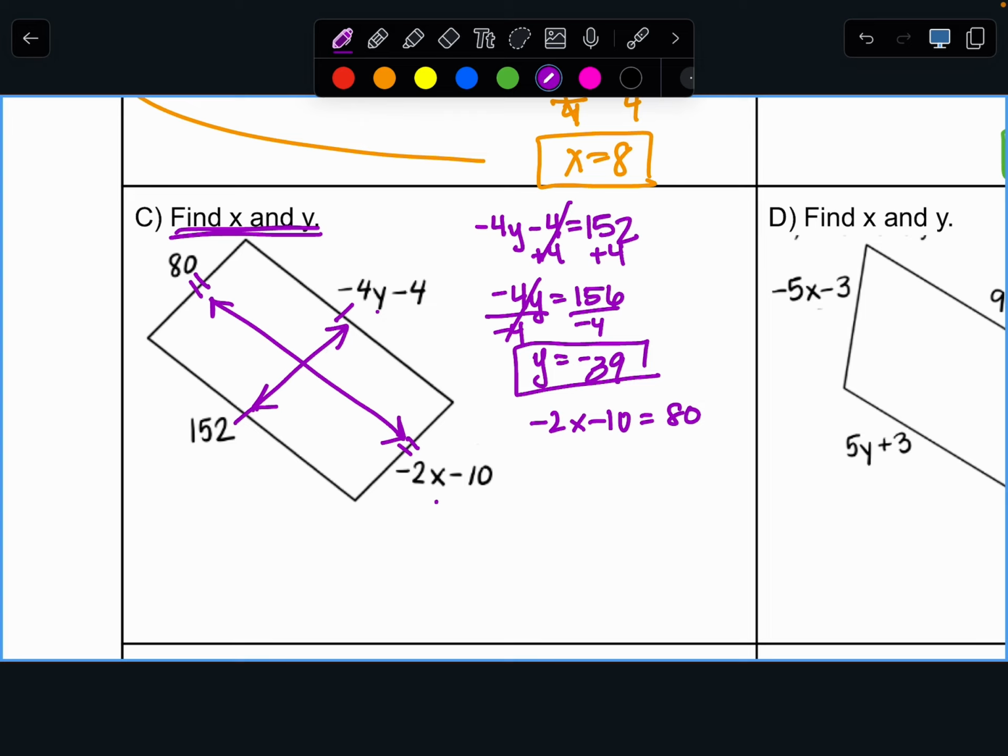And then we just do the same thing for x. So I'm going to add 10 to both sides. Negative 2x equals 90. Divide by negative 2. X is negative 45.